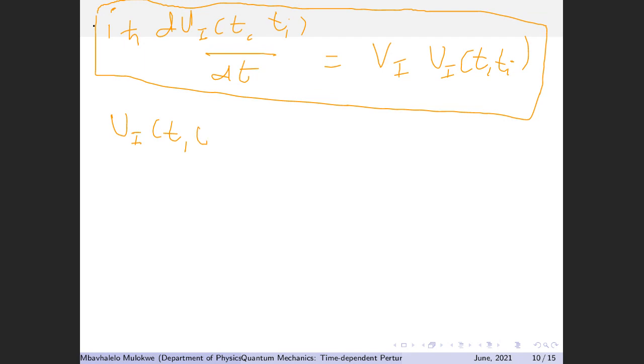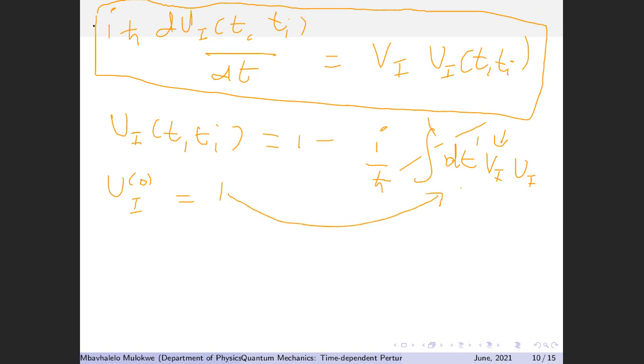So this gave you U(t, t_i), this gave you 1 minus i over h bar integral dt prime of V_I U_I, and this was some sort of an integral equation. The way that we solved this was that we said that because the interaction perturbation is very small, initially we could ignore that part. So this means that we could just approximate U_I to be 1 in the interaction picture. Then we took this U_I, and we plugged it back into this equation, star. This gave us U_1, the evolution operator in the interaction picture.